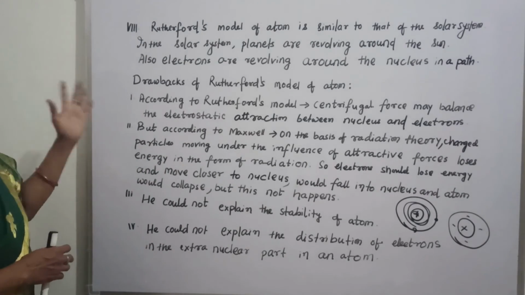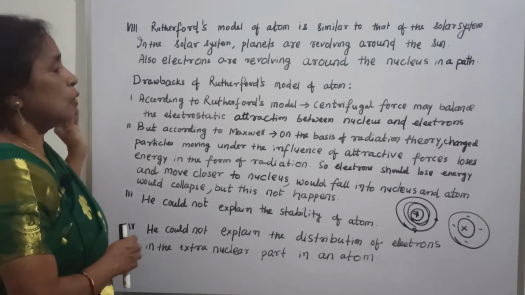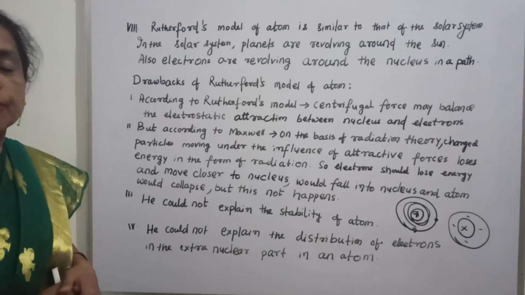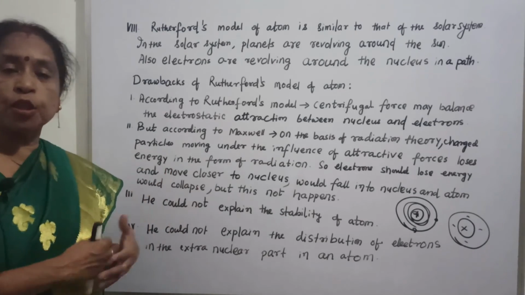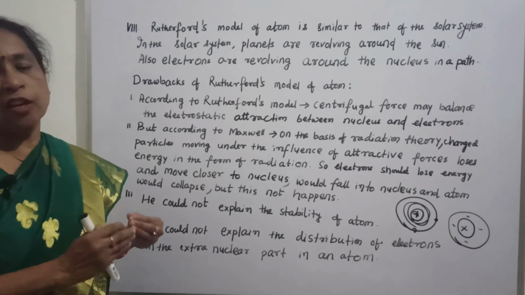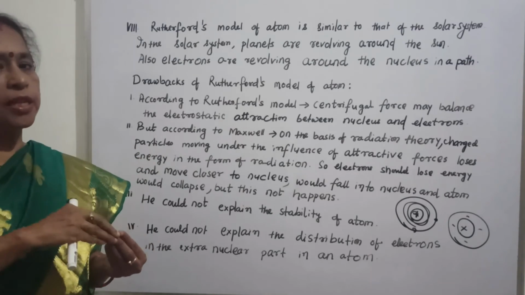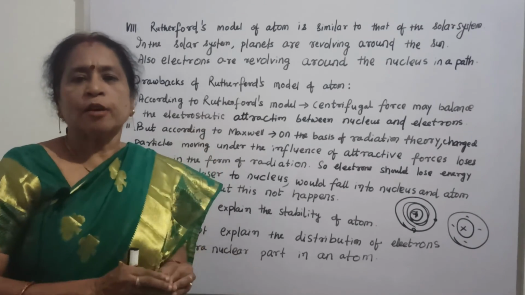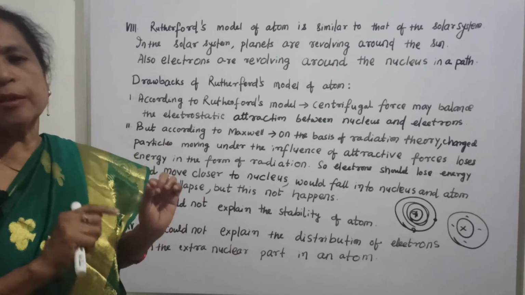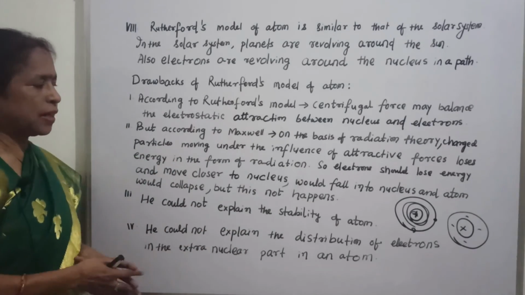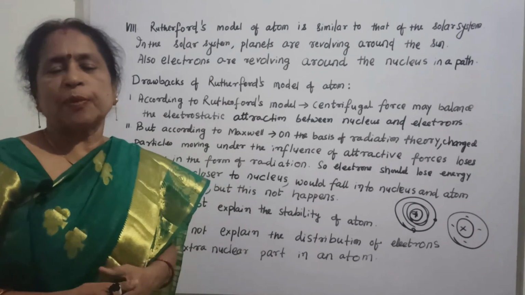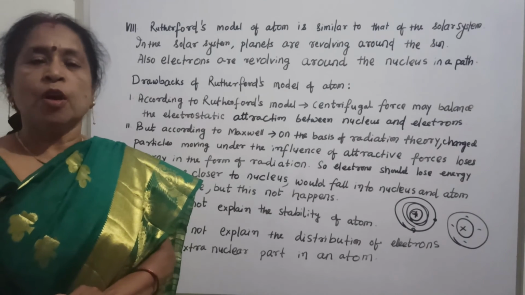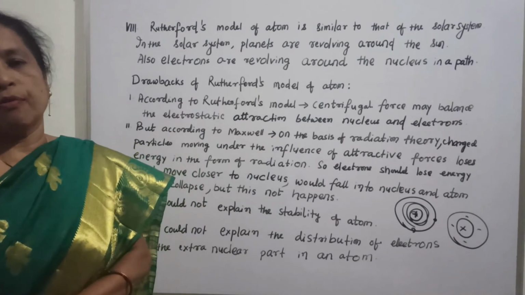Again, what are the main drawbacks of Rutherford's model? The drawback according to the scientist Maxwell: when Maxwell gave the radiation theory, the electrons revolving around the nucleus lose energy and should fall into the nucleus, and lastly the atom would collapse, but it is not happening. This is the main drawback, and he could not explain the distribution of electrons or the stability of the atom.